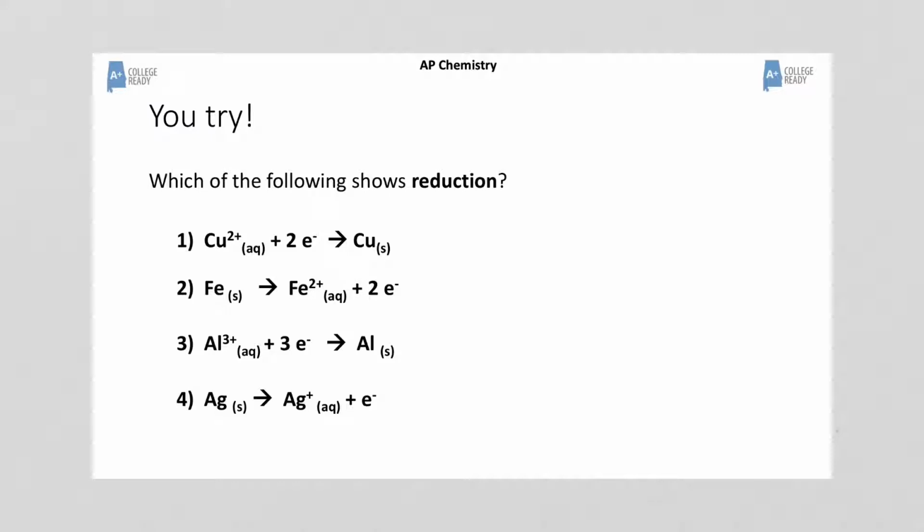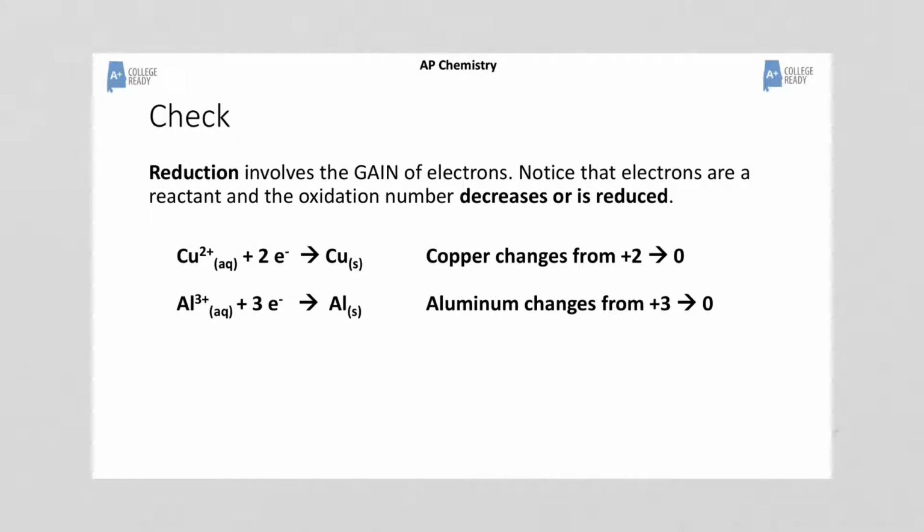So looking for reduction, again, we said either with RIG, reduction involves gain of electrons, or GER, gaining electrons is reduction. Either way, think about if electrons are being gained, that means they're a reactant. So where in these examples do we see electrons as a reactant? So reduction would be the copper example and the aluminum ion example.